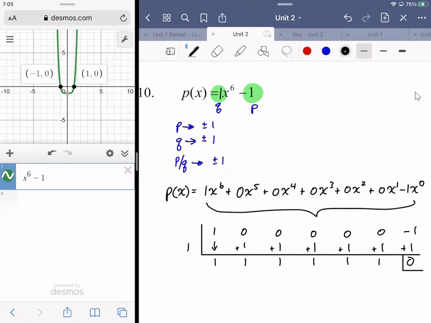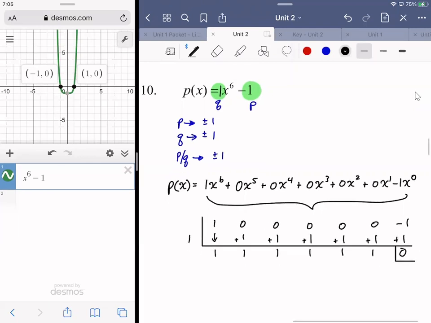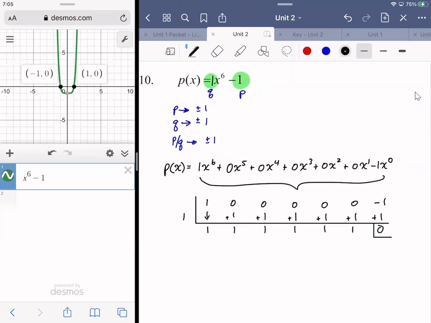All right, so that's nice and clean. But it didn't get us down to a quadratic. So we're kind of in a little bit of a bind here. All right. I do know that the -1 is also going to work. All right. So I'm gonna do this again.